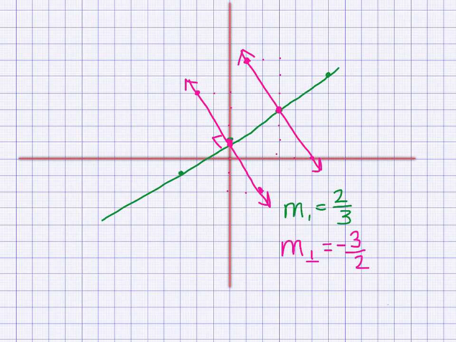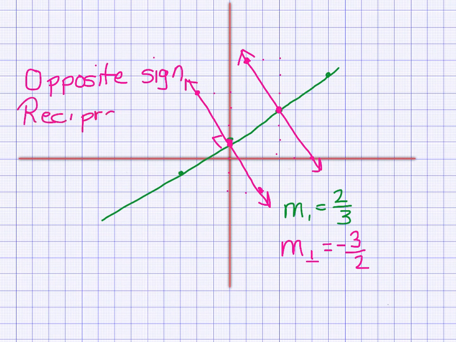So what we say is that our slopes, we have two things. They have to be the opposite, and by opposite we mean opposite sign, and the reciprocal. So not just one of those things, it has to be both of those things. Two lines are perpendicular if their slopes are opposite reciprocals of each other.